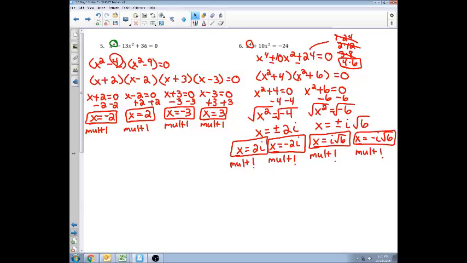Don't forget about factoring. If you're still struggling with factoring, make sure you come in and get extra help, please. We really got to get this factoring down. It's not going to go away, guys.